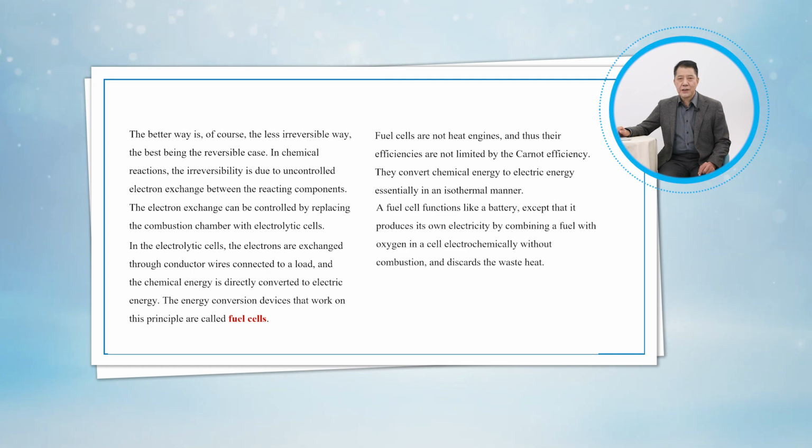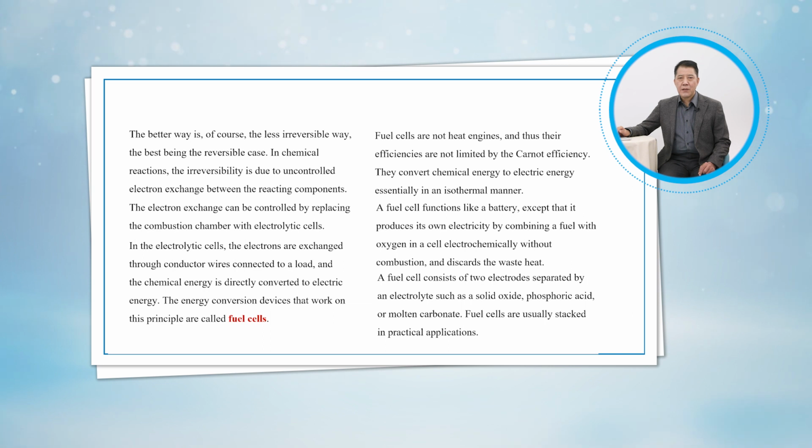A fuel cell functions like a battery, except that it produces its own electricity by combining a fuel with oxygen in a cell electrochemically without combustion, and discards the waste heat. A fuel cell consists of two electrodes separated by an electrolyte such as a solid oxide, phosphoric oxide, or molten carbonate. The electric power generated by a single fuel cell is usually too small to be of any practical use.